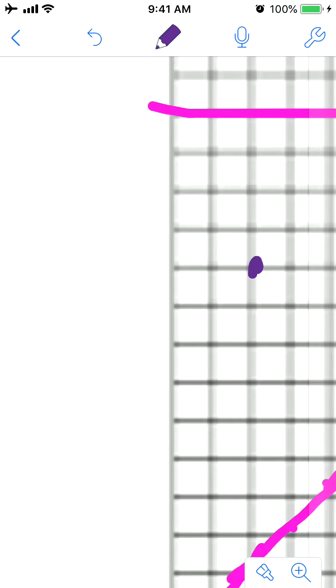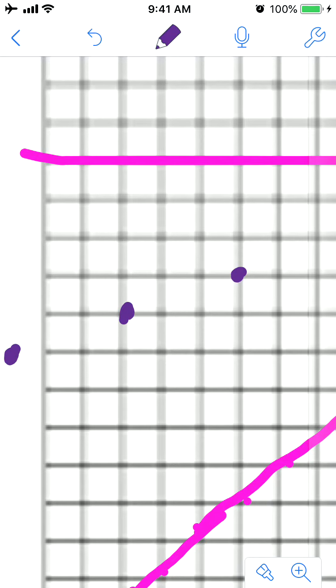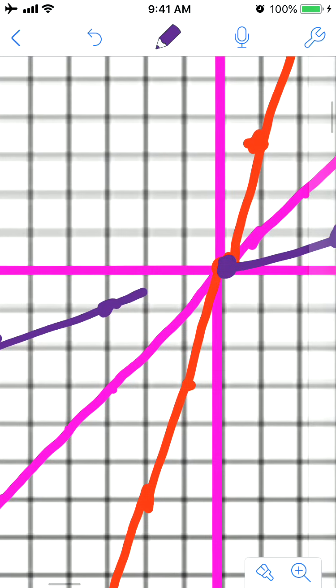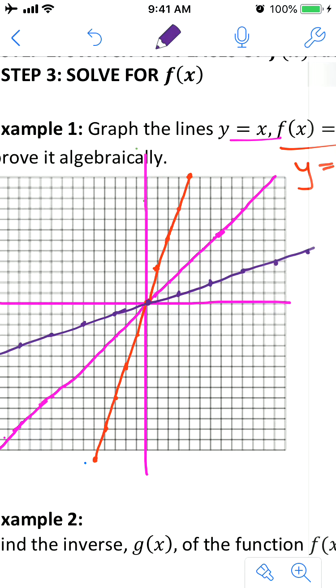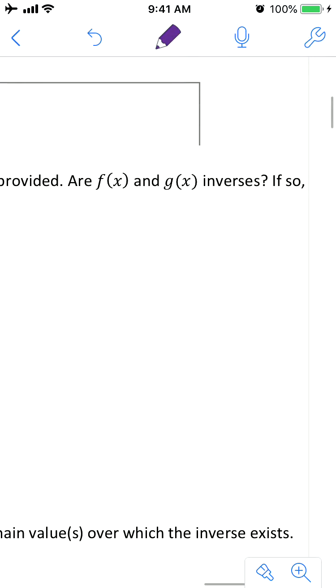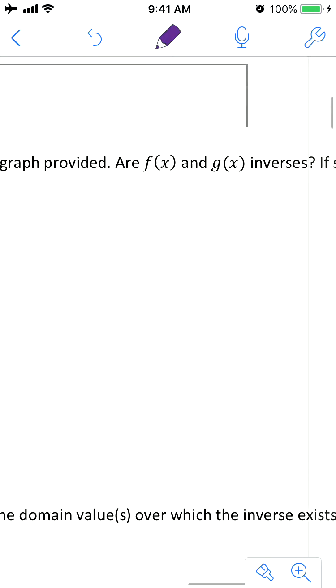And then it looks like I go off the graph a little bit. And this one would be a little closer. Okay. So now we're going to connect those ones. And we're good. Okay. So I have my two lines now. I've graphed all three as they say. And now they ask the question, are f of x and g of x inverses?